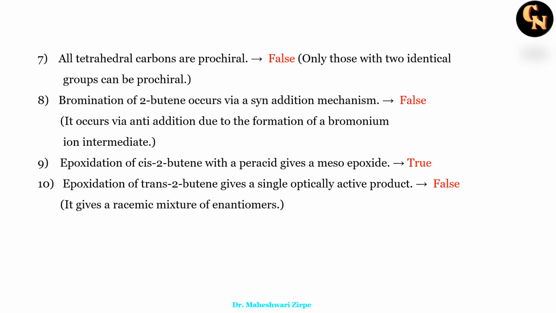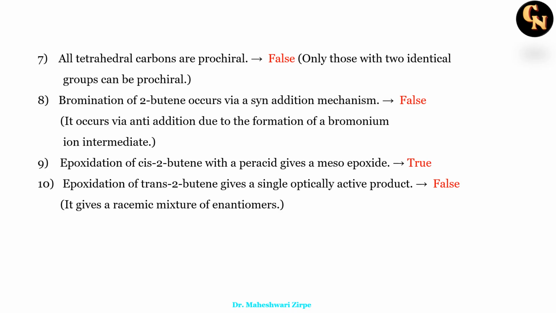Now the next is: bromination of 2-butene occurs via a syn addition mechanism. So this statement is false. We have seen already, it goes via trans addition or anti addition. Okay. So bromination of 2-butene goes via which addition? It goes by anti addition. So this statement is false.